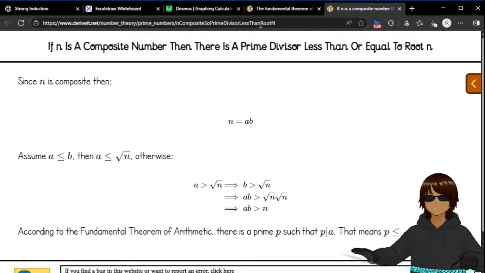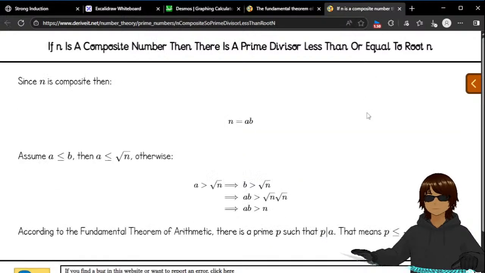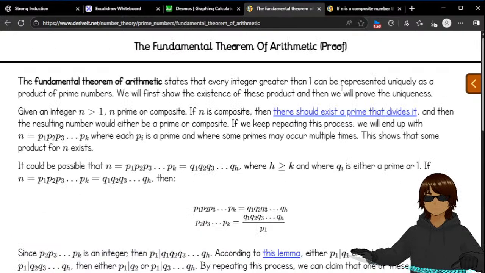Okay, I need to revise this proof in particular. If n is a composite number, then there is a prime divisor less than or equal to root n. Because there is circular reasoning over here.